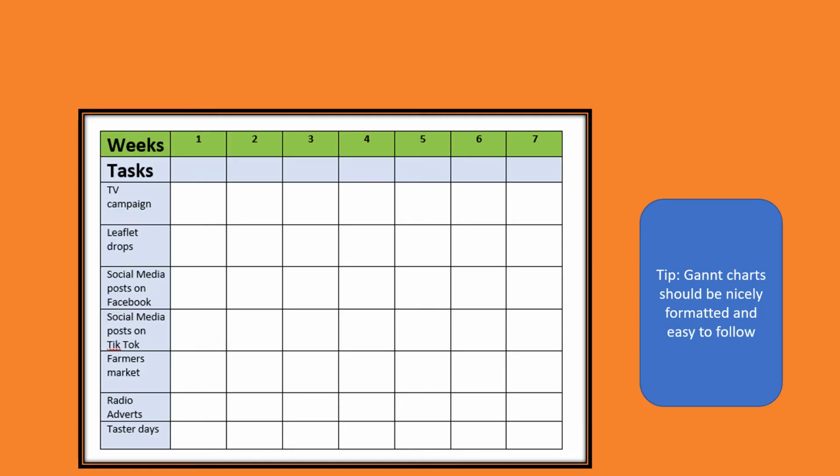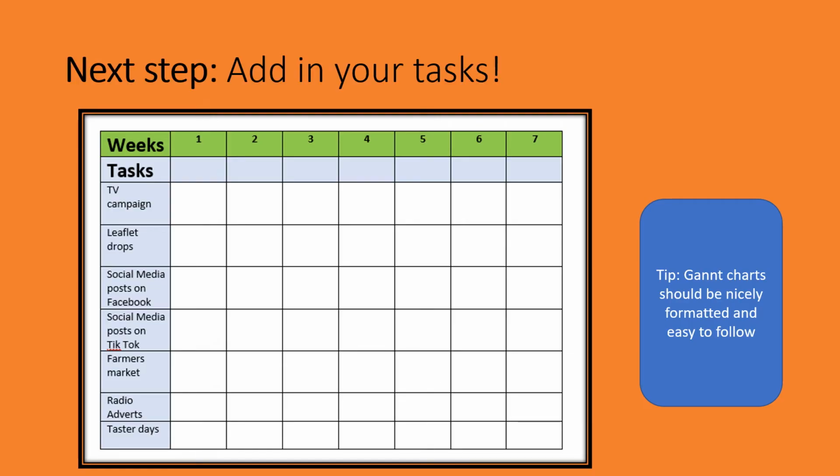So the next step of a Gantt chart is just to add in your tasks. And as you can see from my example marketing campaign, I've got my tasks that we're going to be doing during the marketing campaign on the left hand side there. So I've got a TV campaign, leaflet drops, social media posts on Facebook, TikTok, farmers market because my marketing campaign is related to food, radio adverts and taster days. So this is how I'm going to be launching and promoting my particular products. And across the top there I've got the number of weeks. Gantt charts should be nicely formatted and easy for the examiner to follow.